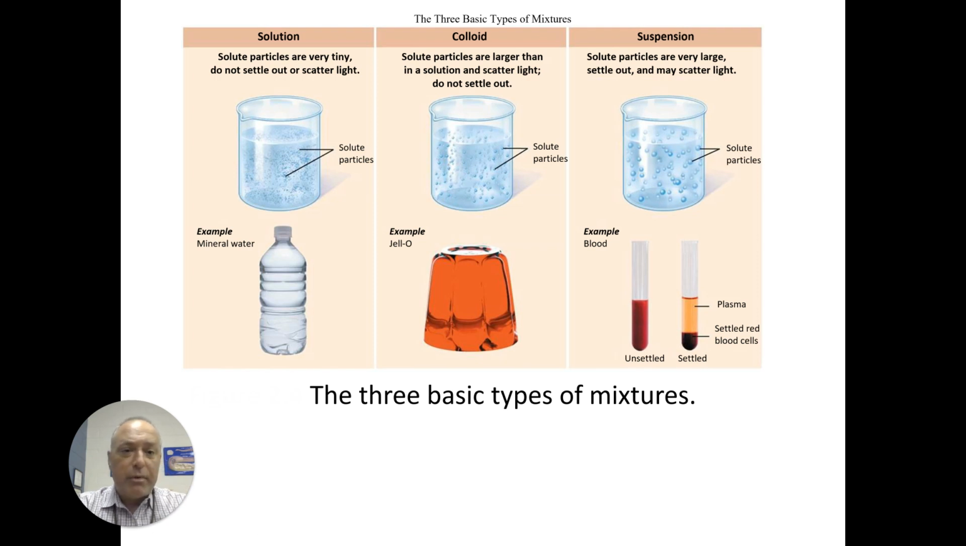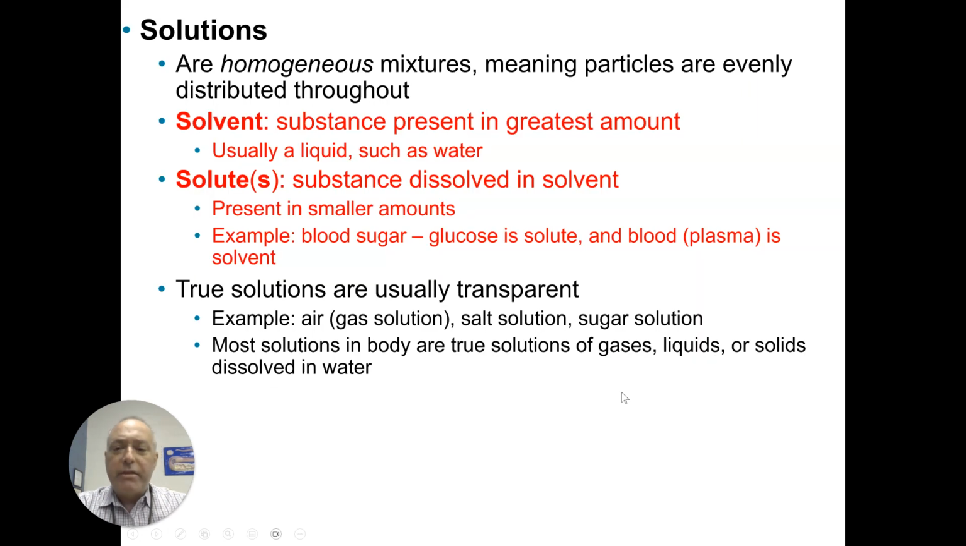An example of a suspension is blood. So you let it settle, you've got your different red cells, then plasma. So the solvent is the substance present in greatest amount, usually a liquid such as water. A solute is what's dissolved in the solvent. For example, glucose is a solute in the blood plasma.